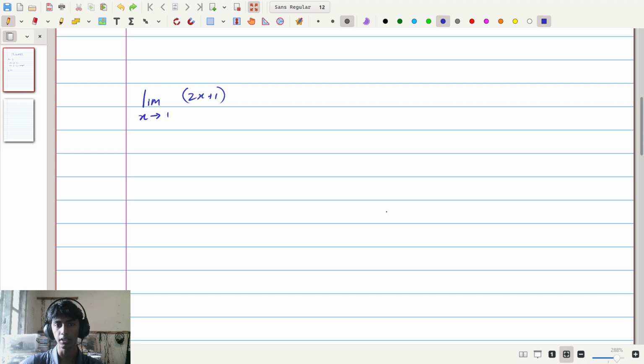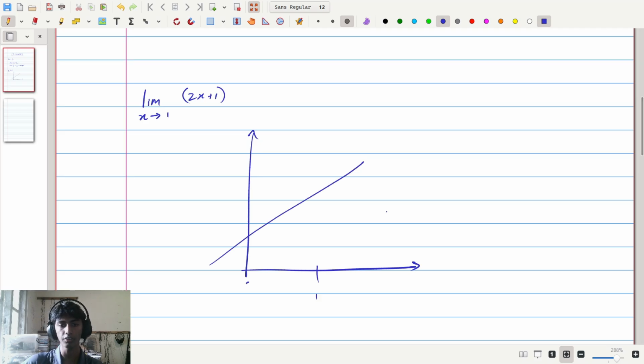Well, the graph of this function looks something like this, which will help us actually. Over here, the graph looks like this. Over here, this value is 1, this is 0. At 0, this is 1. At 1, the value is 3. And if we mark 2 as well, at 2 the value is 5.